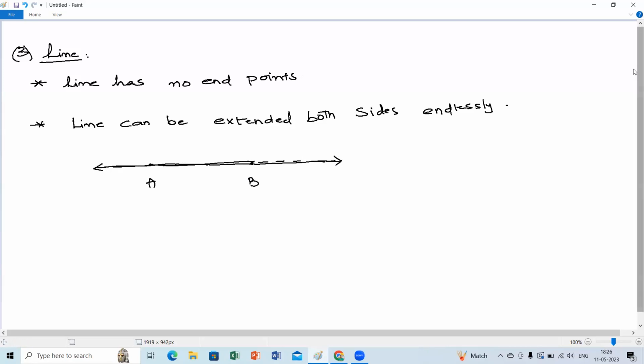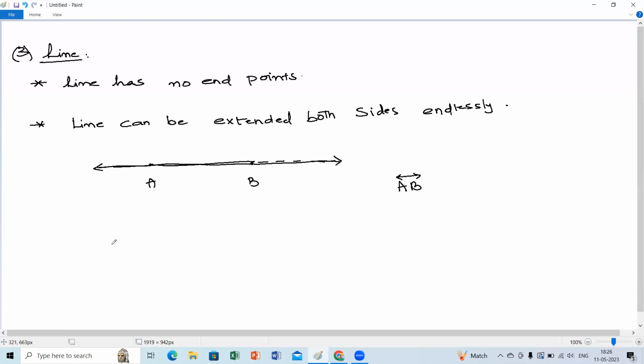A line can be represented in different ways, children. Suppose here the line can be represented as AB bar. AB bar, sorry, not bar, children, AB with a double arrow. You can see this is the symbol for line. This is the symbol for line.